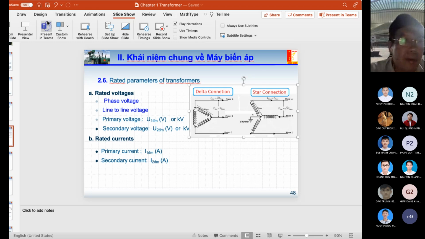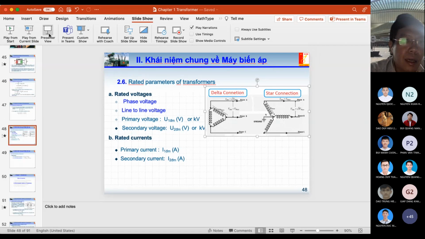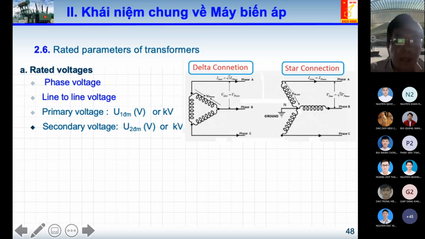Maybe I would like to present by using presenter view. I think it's better. And here I would like to show the laser pointer.